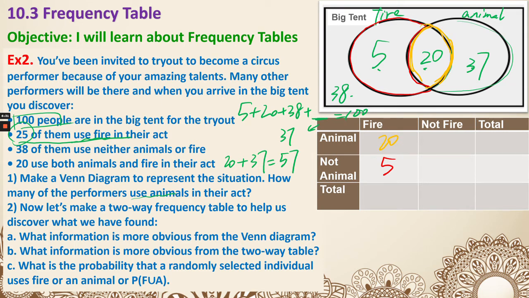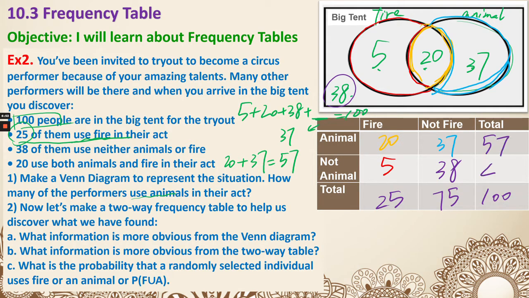Then we have this part on the right side, right here. That's just animal, not fire. So that's going to be 37 right here. Lastly, we have the outside, which is not animal and not fire, 38. Now we just need to add them together. That's 25, that's 75, that's 100. Horizontally, that's 57, and that's 43.